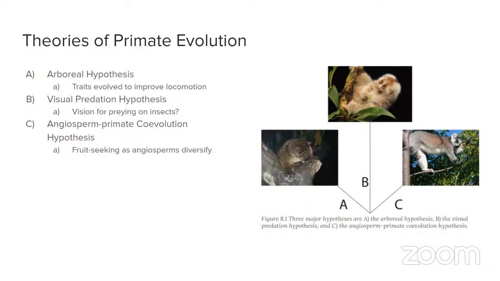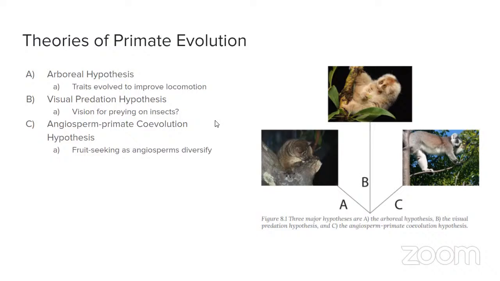In the arboreal hypothesis, part of the purpose of this 3D vision, the stereoscopic vision, the advantage here is that when you're moving around in the trees, this is going to help you not fall. If you have bad depth perception and you're leaping from branch to branch, that's going to be a problem, especially if you get bigger too, right? If you're bigger, you fall harder.